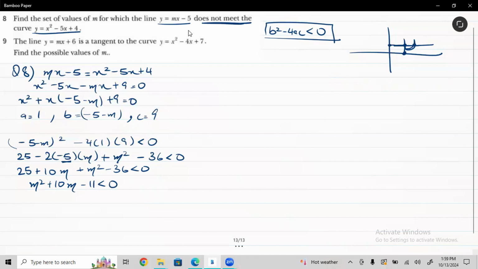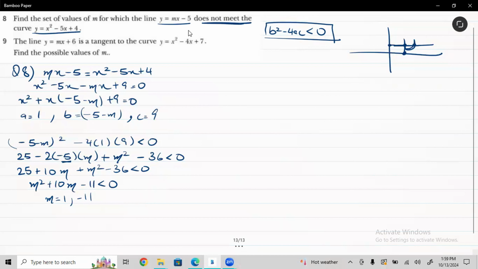Now I'm going to use my calculator for this. So 1m squared plus 10m minus 11. That would give me two values for m. m is equal to 1 or m is equal to negative 11.